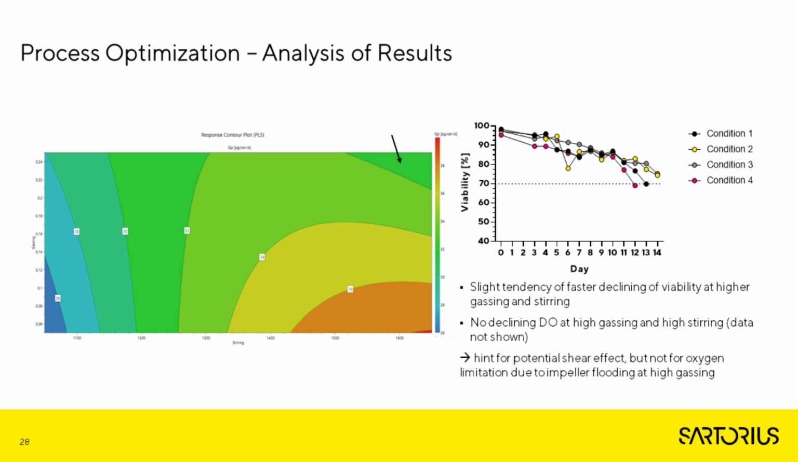When we look at the viability, the data reveal that there is a slight tendency of faster declining of viability at higher gassing and stirring. Additionally, we didn't see any declining of the O at those high conditions. This gave us the hint for a potential shear effect, but not for oxygen limitation due to impeller flooding at high gassing.